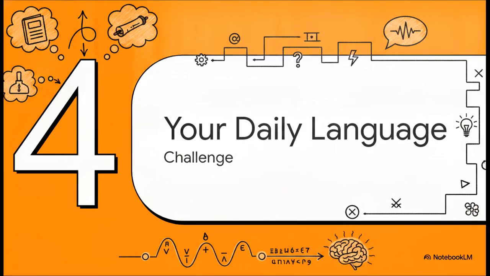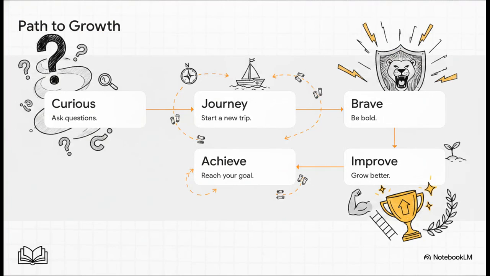All right, let's bring all these concepts together for Part 4, your daily language challenge. Let's do a quick narrative review to permanently lock these in. When we string today's vocabulary together, they form a cohesive, highly motivational story of personal growth. Check this out. Step 1. Be curious and care enough to ask questions. Step 2. Let that curiosity start a journey. Step 3. Be brave and bold along the way. Step 4. Use those challenges to your advantage to improve. And finally, Step 5. Bring the work to an end and achieve your goal.